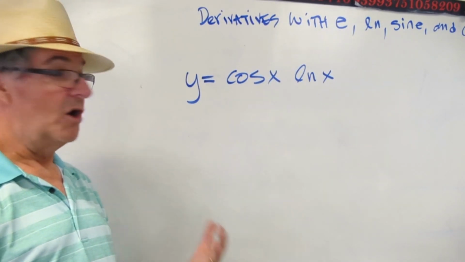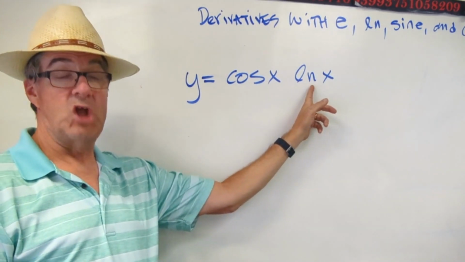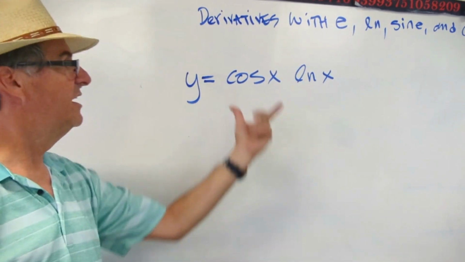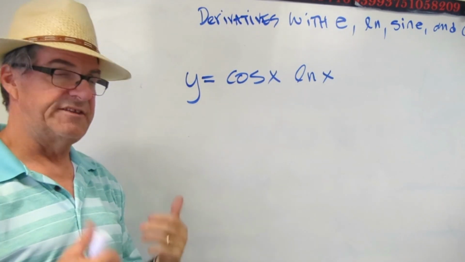All right, go ahead and try this one. We've got y equals cosine x times the natural log of x. And before I turn you loose, this is a product rule, so you might want to remember how your product rule works and then give it a shot.